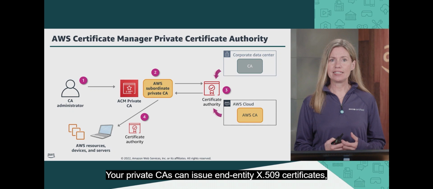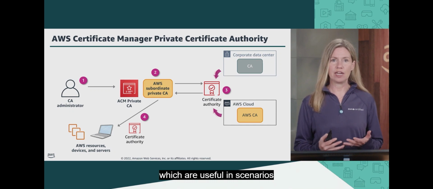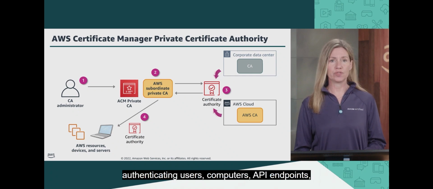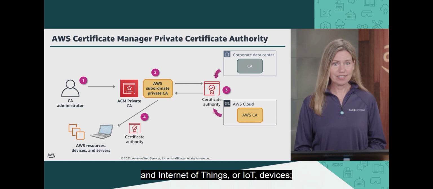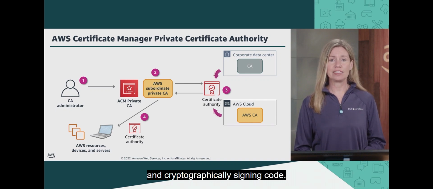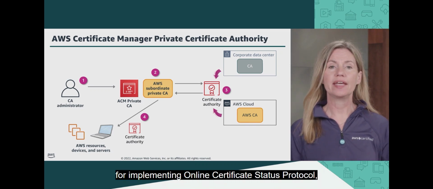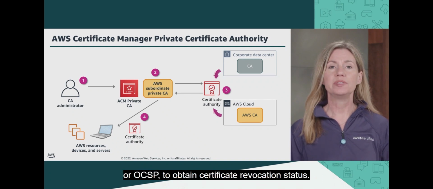Your private CAs can issue end-entity X509 certificates, which are useful in scenarios such as creating encrypted TLS communication channels, authenticating users, computers, API endpoints, and Internet of Things, or IoT devices, and cryptographically signing code. These certificates are also helpful for implementing Online Certificate Status Protocol, or OCSP, to obtain certificate revocation status.